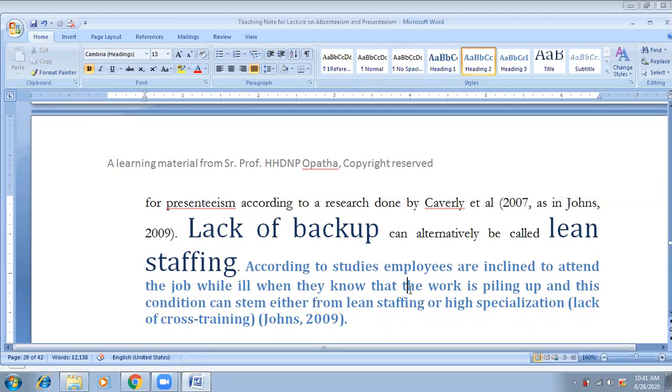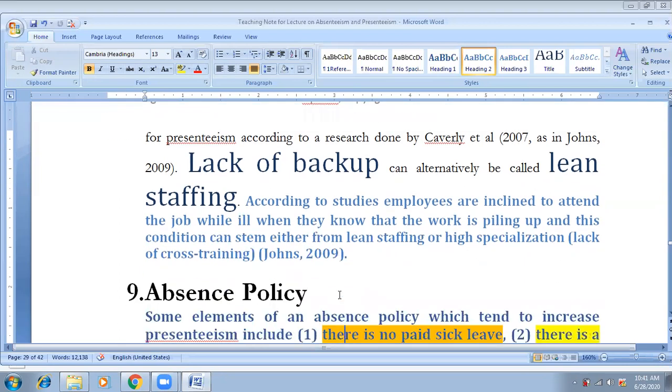So assume you are a very highly specialized person. There is no other person of that specialization, and that means there is no backup. Even though you are ill today, or tomorrow also, you will have to go to work while being sick.